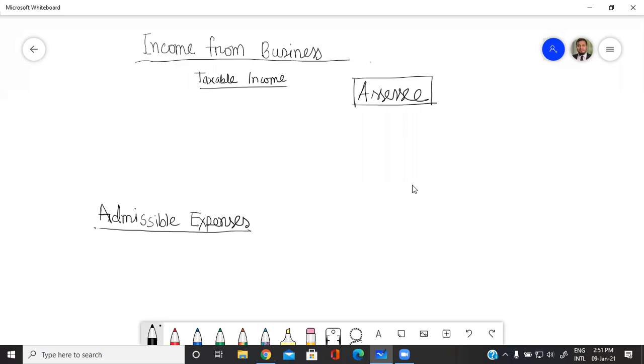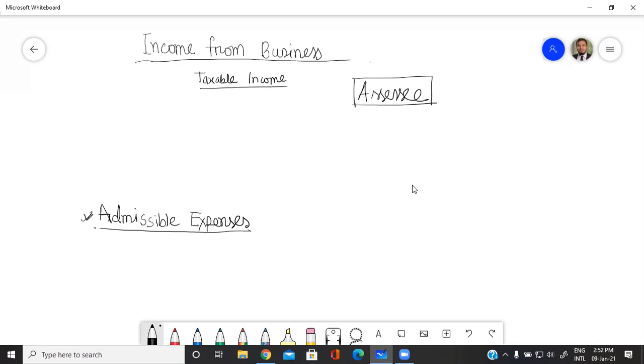Okay. Next, if you make any repair expenses to the building, to the plant, to the machineries, to the equipment which are in your business, in that case, the total amount of repairs expense is an admissible expense. Okay. So that is very simple.